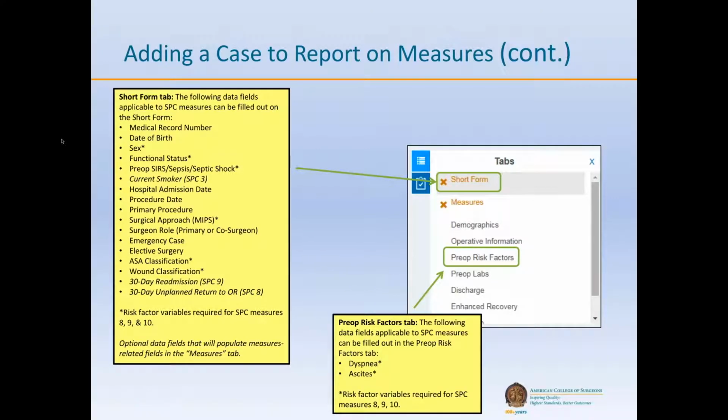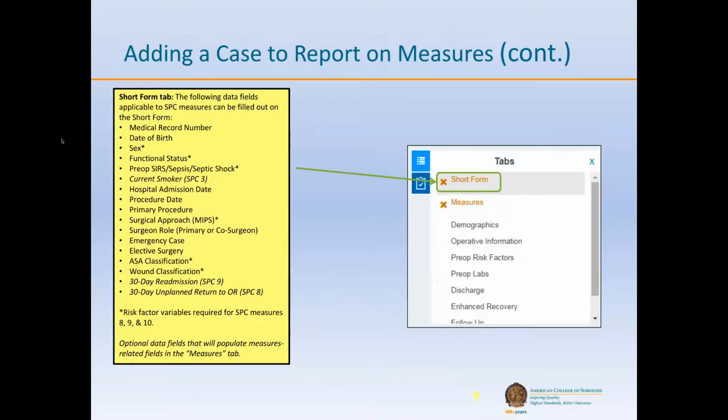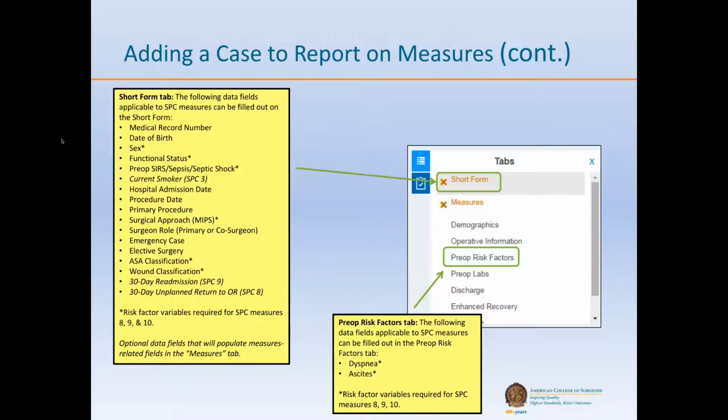You'll also need to access the Pre-Op Risk Factors tab. There are 2 risk factor variables required for risk adjustment on this tab, and those are dyspnea and ascites. Again, these risk factor variables are required for SPC measures 8, 9, and 10. Lastly, we have the Measures tab. This is where you will find all SPC measures and applicable qualifying questions.